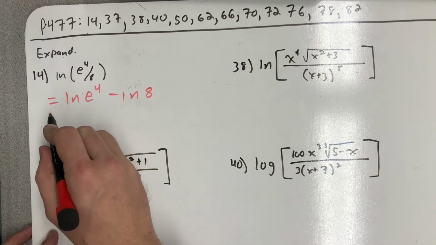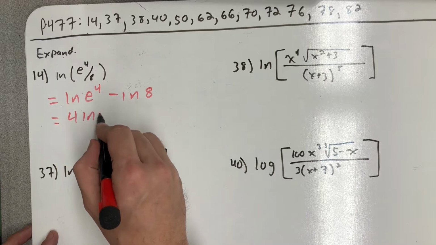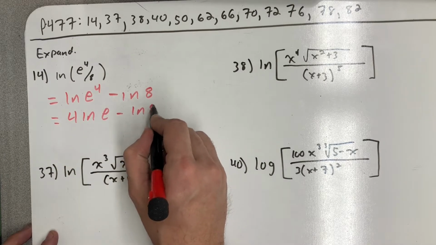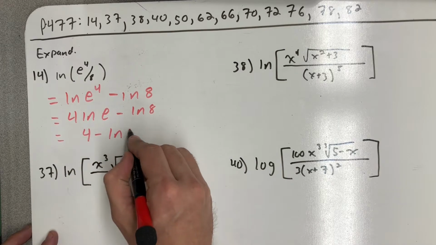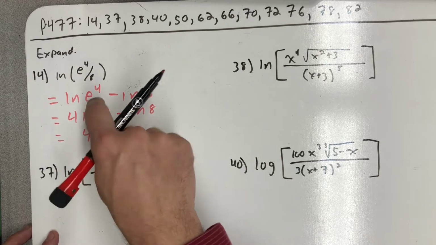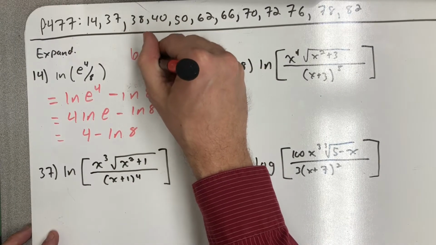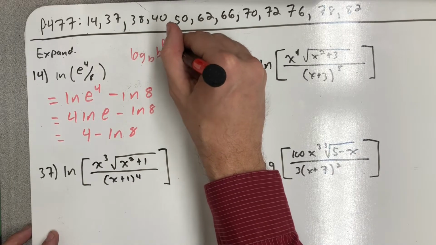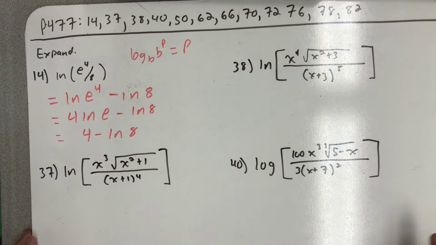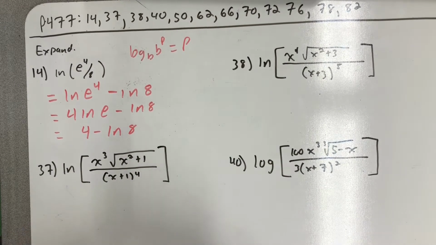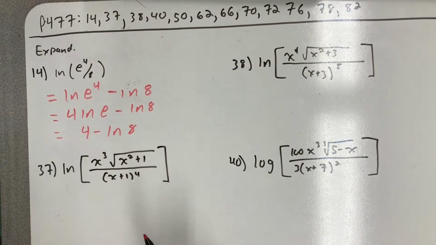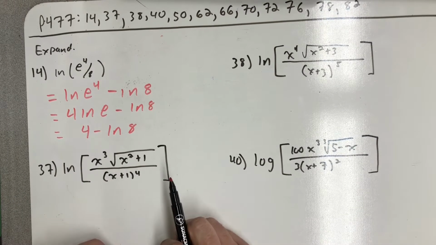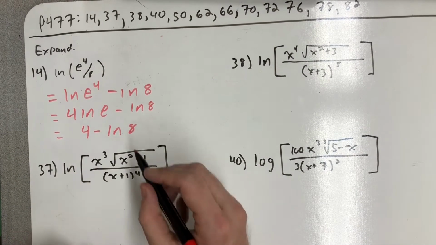I can pull that 4 out front. And we all know the natural log of e is 1, so I can just write 4 there. So that's 4 minus the natural log of 8. At this moment, I could have also remembered that the log base b of b raised to a power is just the power, one of our properties of logarithms from earlier in the semester. When I'm expanding logarithms, I get kind of focused in on writing powers out front, and the log base e of e is 1, so we get the same answer anyway. This is a good final answer, and I don't have to do anything else.